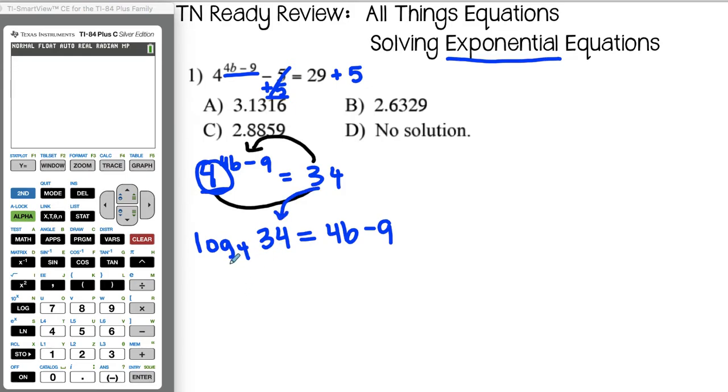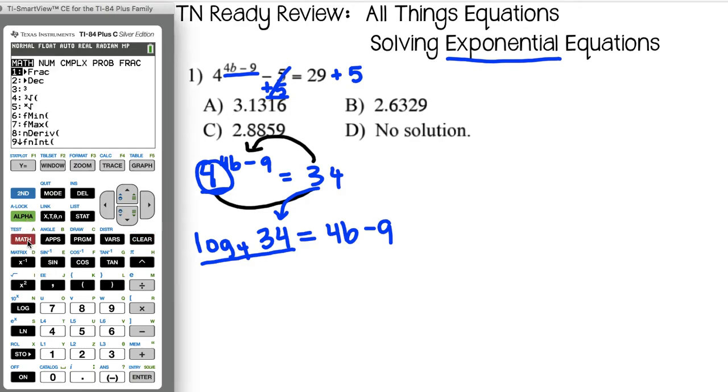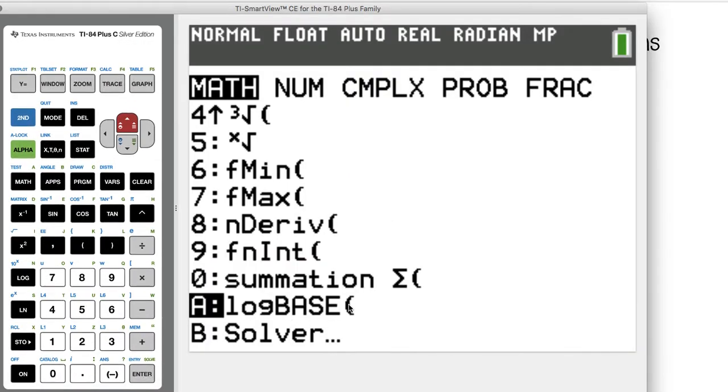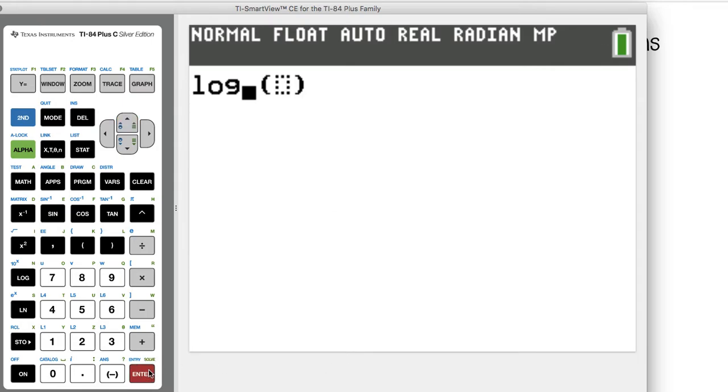All right. So now I'm going to use my calculator to evaluate this, because this is not really something in Algebra 2 that we can do in our head. So I'm going to remind you how to put that in your calculator. I'm going to hit the math button, and then scroll up until I see log base. I'm going to hit enter, and type that in. So I've got log base 4 of 34. And I'm going to hit enter.